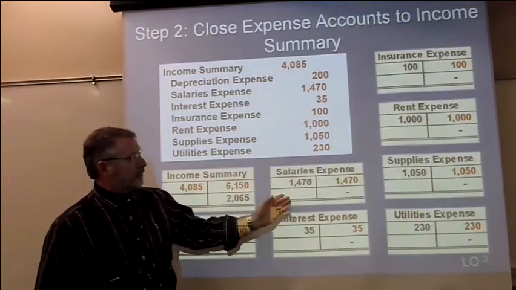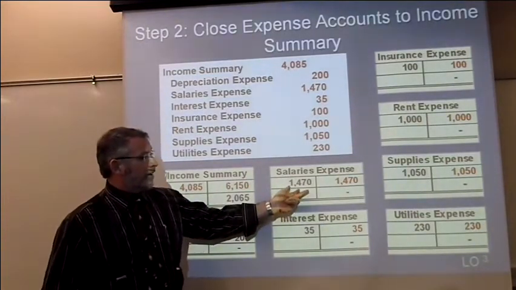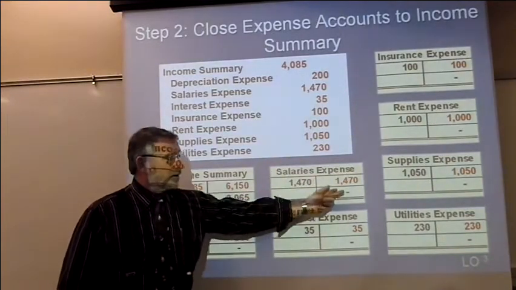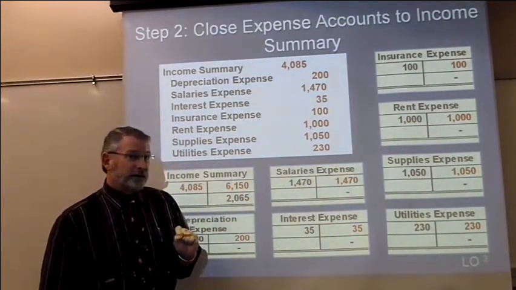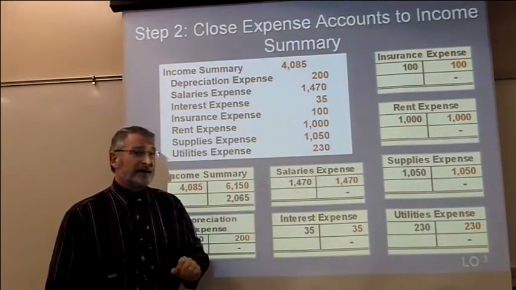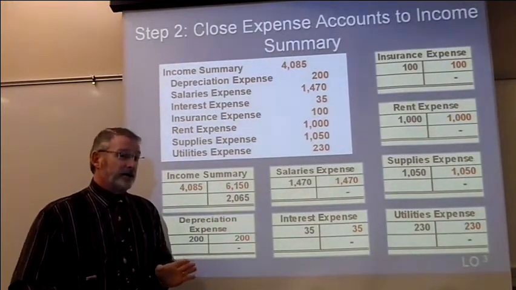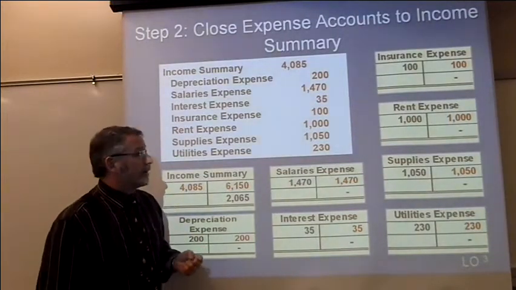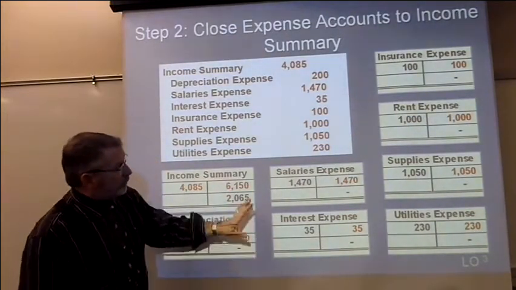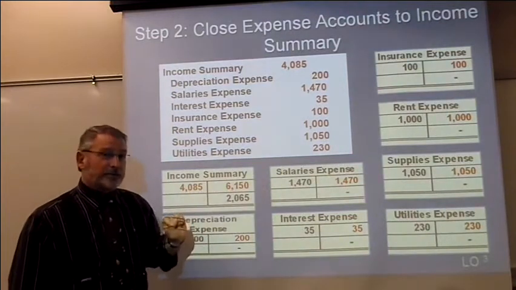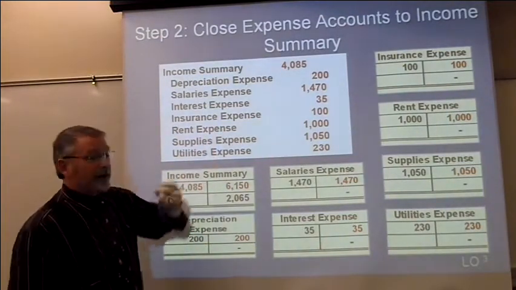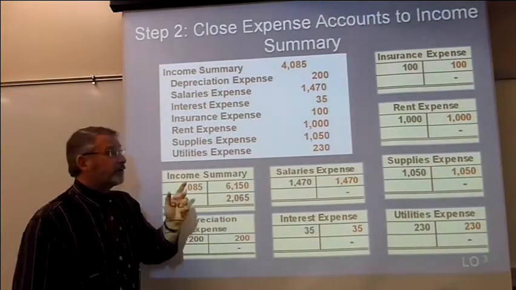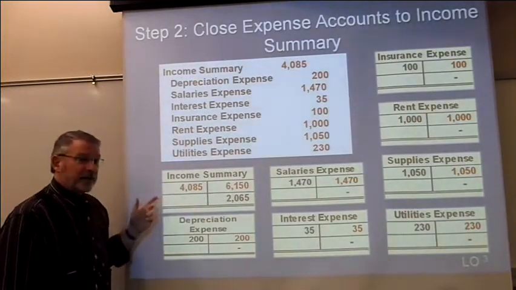So for instance, salaries expense originally had a debit balance of $1,470, and as part of this entry, we credit it for $1,470, resulting in a zero balance. So that account is all set, ready to go to start accumulating how much we pay our employees for the next accounting period. So the total of all those credits to all those expense accounts to zero them out was $4,085. And that $4,085 goes through as a debit to income summary.